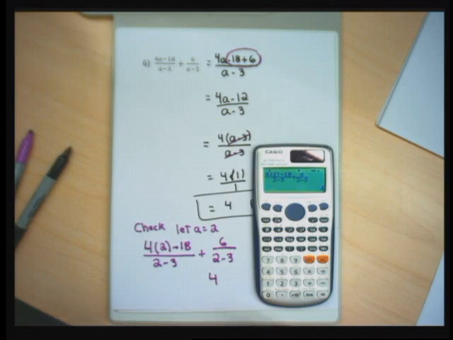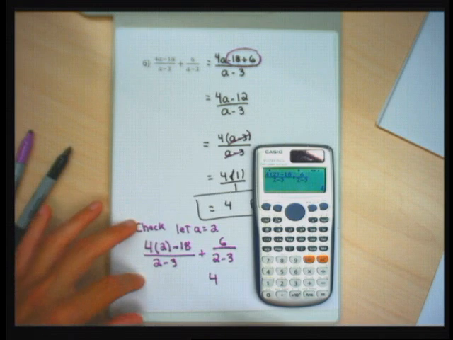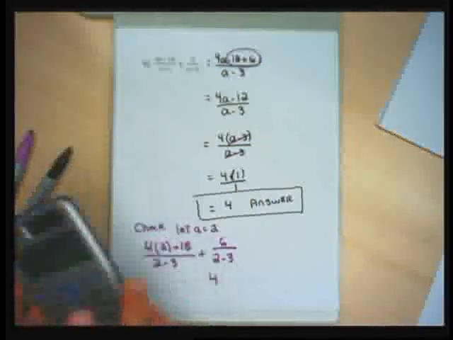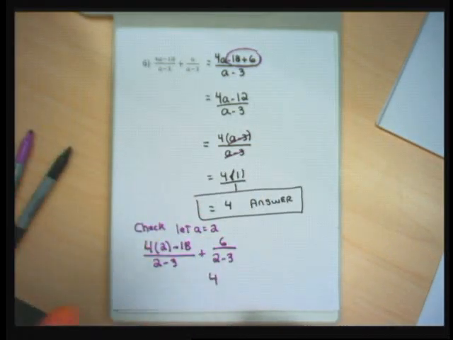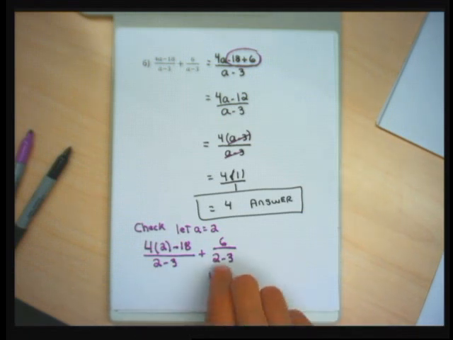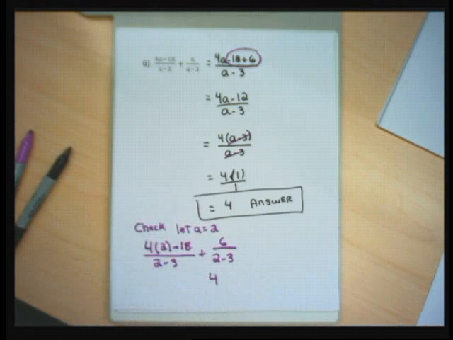It's not technically the perfect way to check, but it's the only way that really is practical. So I could pick another number if I wanted to. I could pick like 4 and plug it in for a and make sure I also get 4 when I do that, but that's getting to be ridiculous. Checking one number is usually more than sufficient.